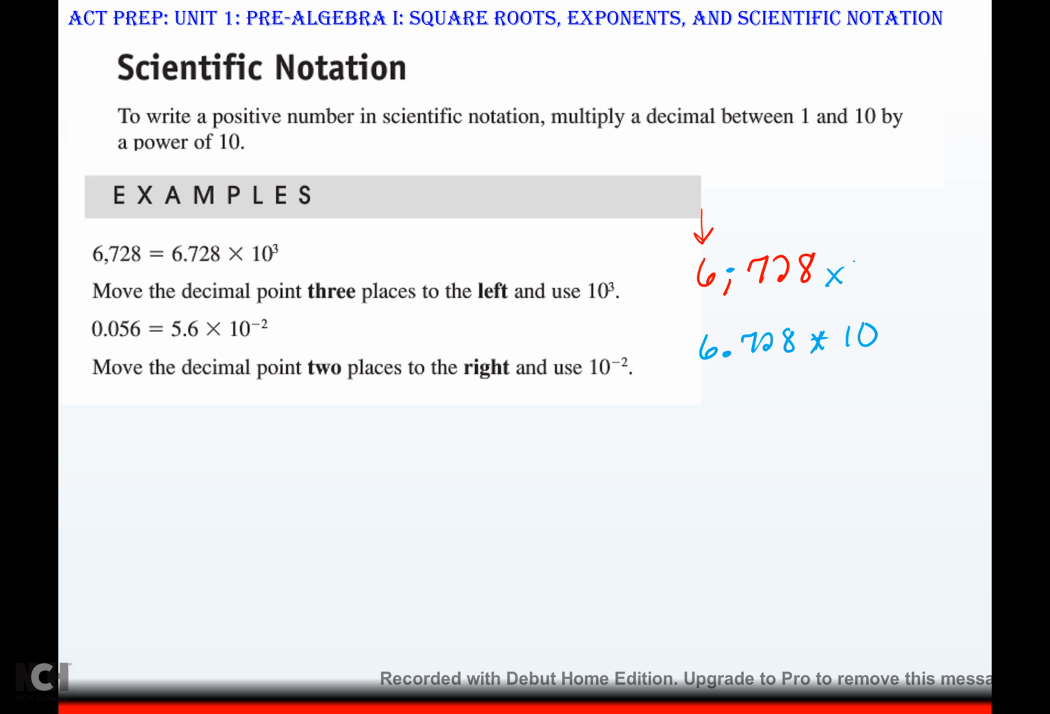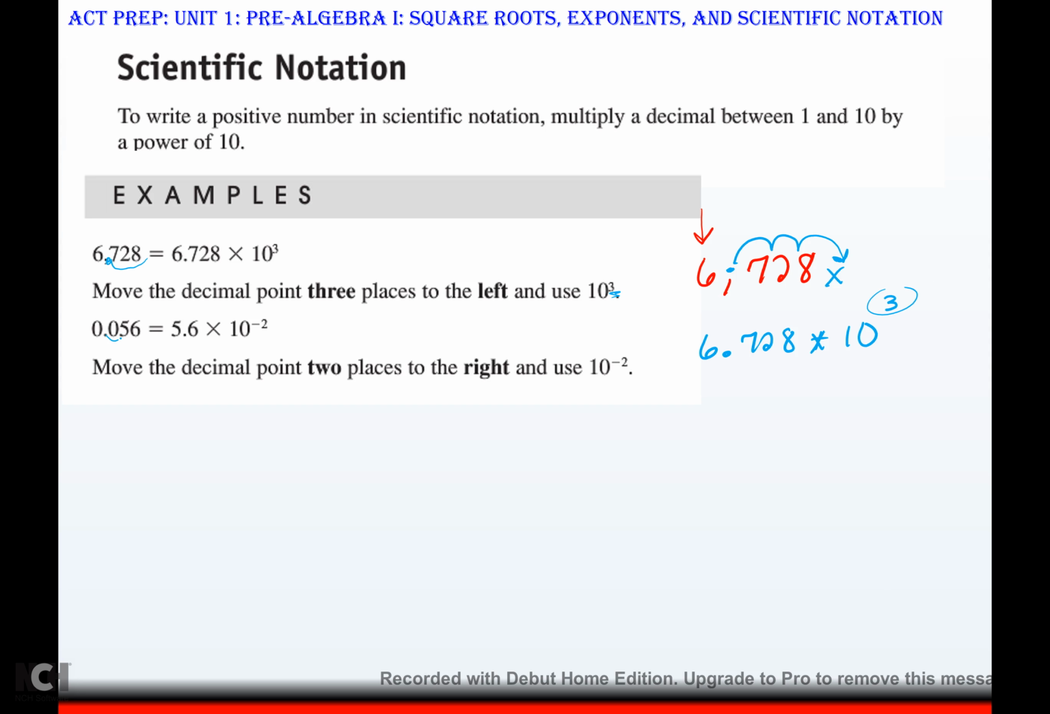It was here. I moved it 1, 2, 3 places to the left. So to put it back where it should be, would be 3 places to the right. Okay? The way they're explaining it is you move the decimal 3 places left, which means you do the opposite, which is going to make your exponent positive.